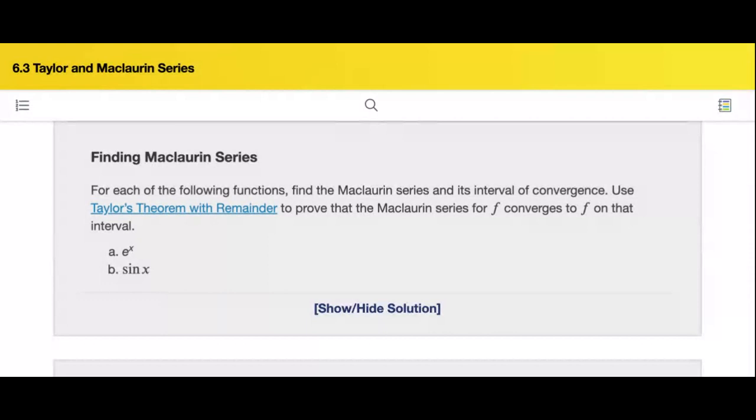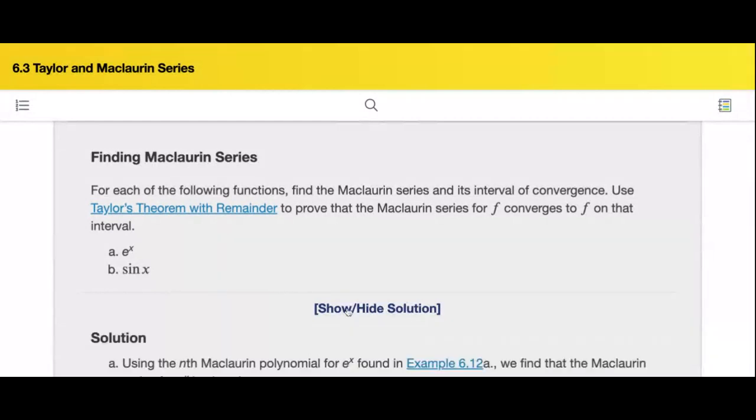So the first one is e to the x, the second one is sine x. All right. So e to the x, sine x, cosine x are famous. Okay, we need to memorize them. Oh, actually, you know what? None of you are math majors. If you're a math major, you have to memorize them. Okay, let's see the example. Let's see the first one, e to the x.